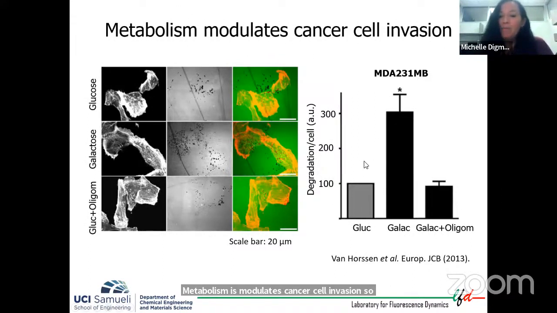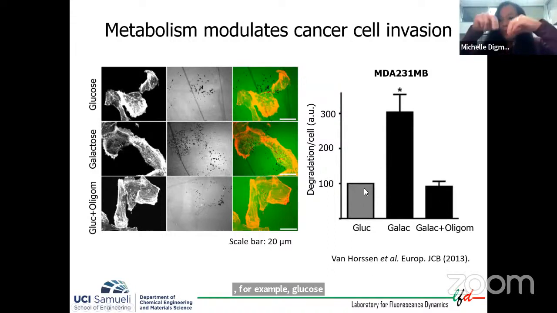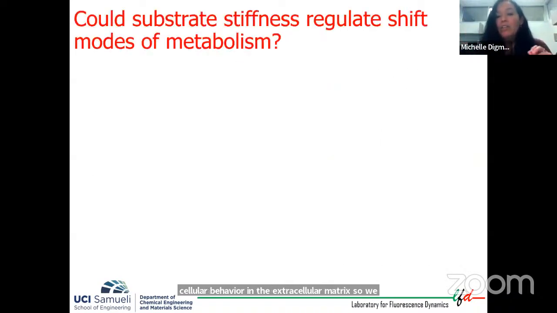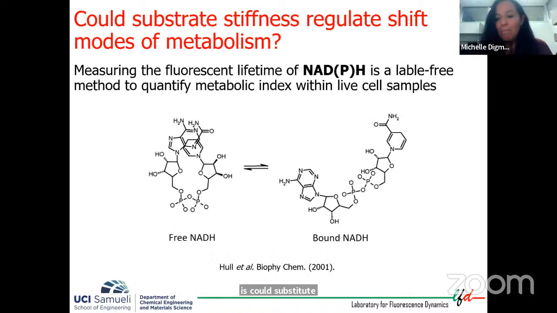So we see that if you culture cells in different nutrients, for example, glucose versus galactose, their degradation, those little holes that they puncture, increases depending on the nutrients. So it seemed that perhaps the natural metabolism of the cell could be influencing cellular behavior in the extracellular matrix. So we wanted to put these two concepts together and understand: could substrate stiffness regulate and shift modes of metabolism?